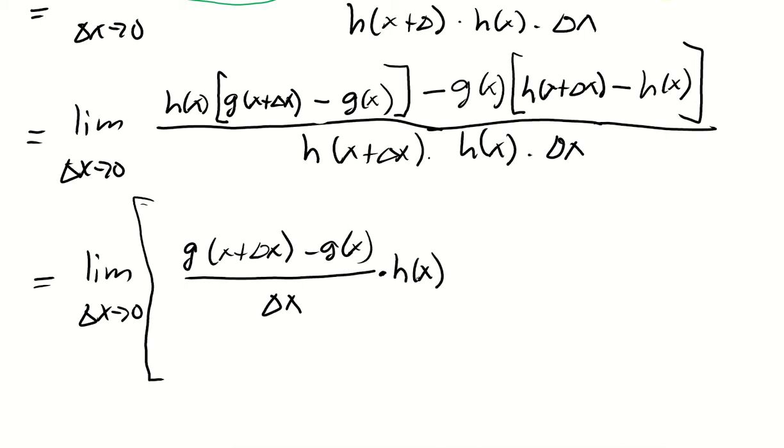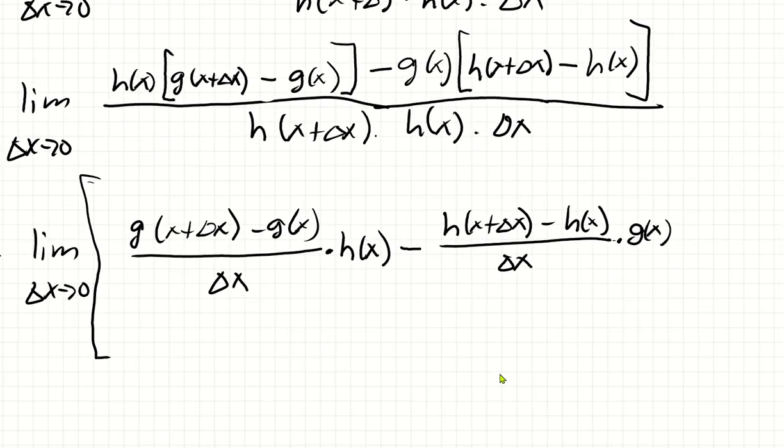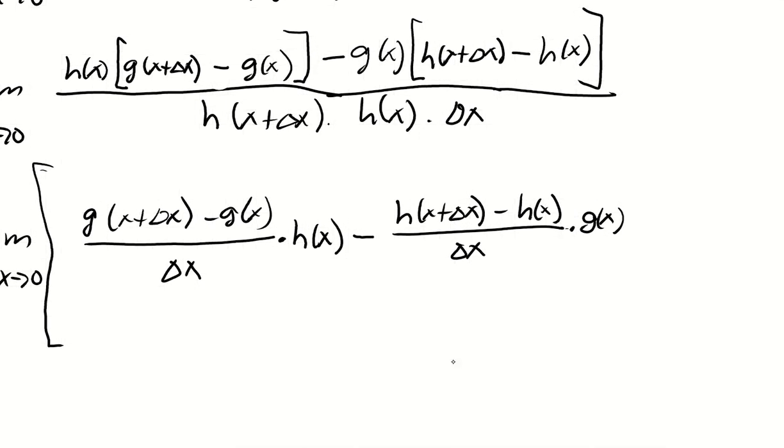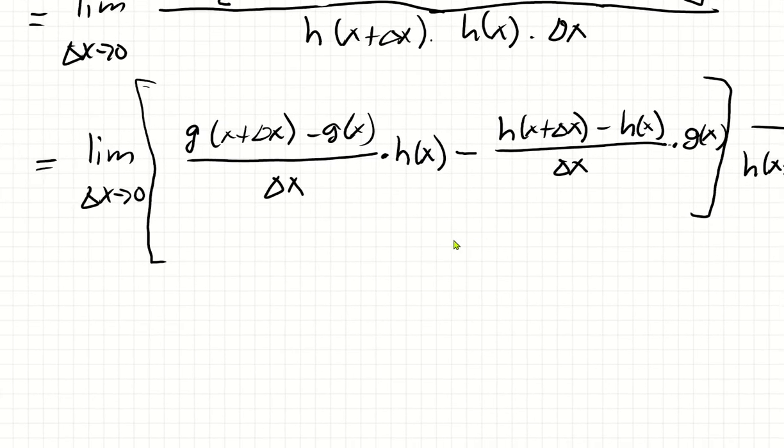Then the second part will be minus h of x plus delta x minus h of x, all over delta x. Then I multiply it with g of x. Where's the h of x plus delta x times h of x? I just need to multiply it here: 1 over h of x plus delta x times h of x. Then we can take the limit. We can distribute the limit.